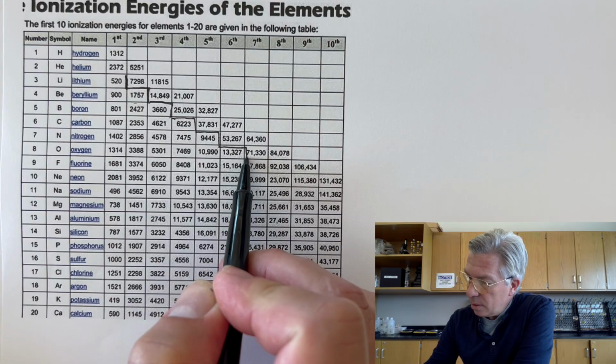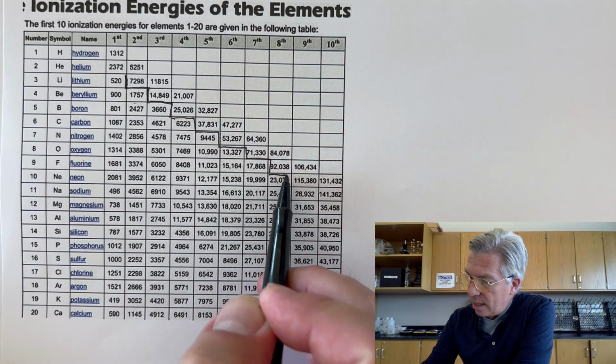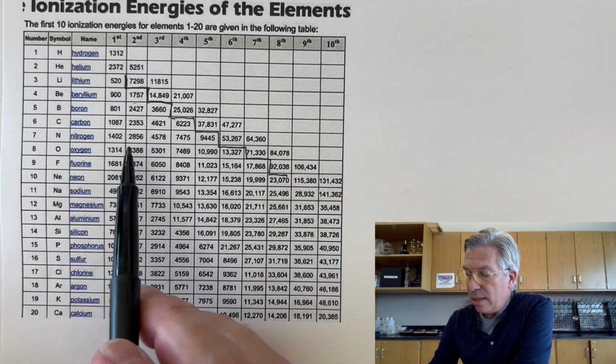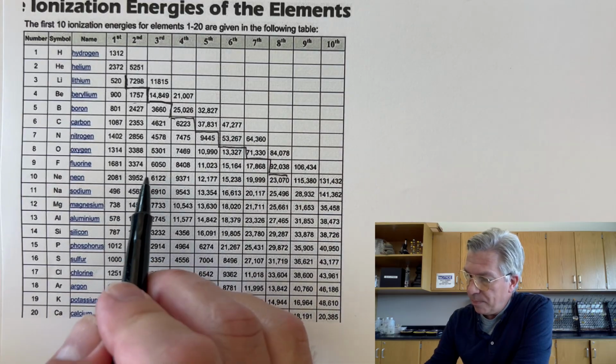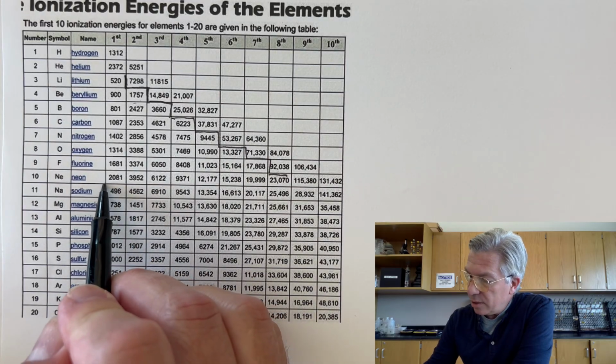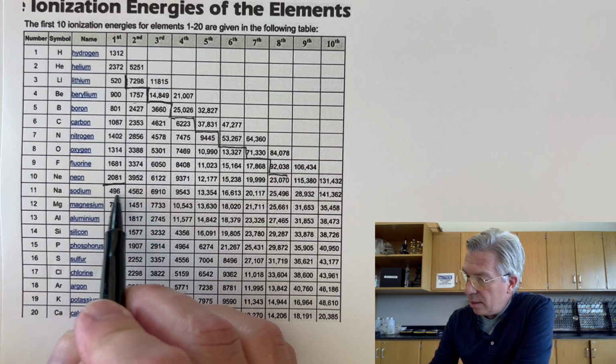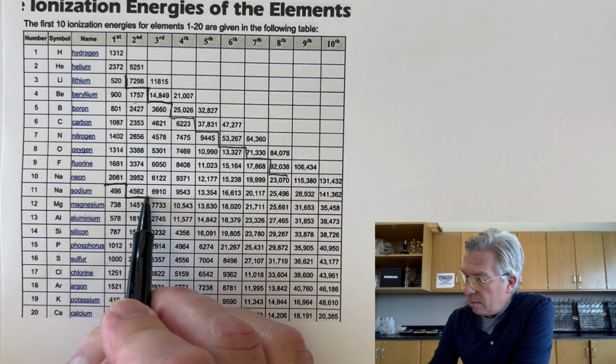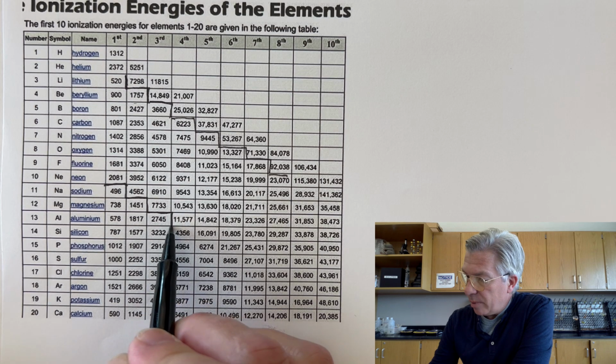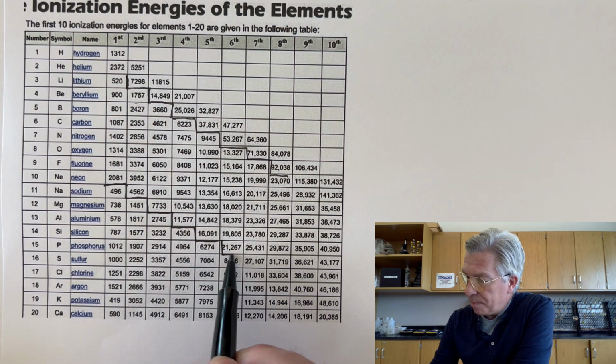You'll often see charts like this with a zigzaggy line separating the valence electrons from the core electrons. And then the pattern repeats once you get over to sodium. Starts low, next one's really high. Magnesium has 2 that are kind of low, aluminum has 3 that are kind of low, and so on.